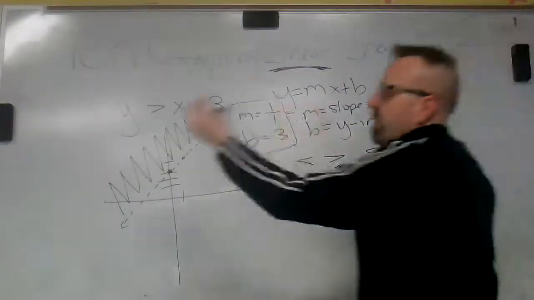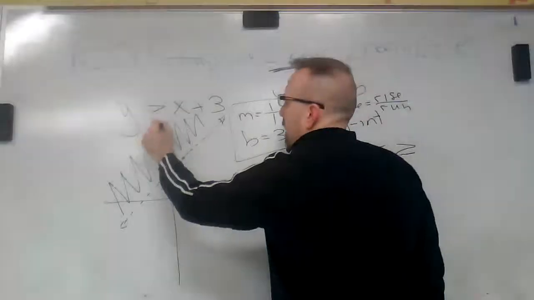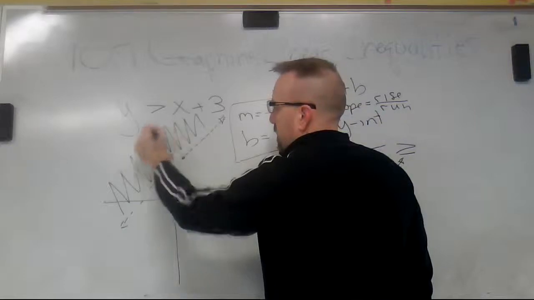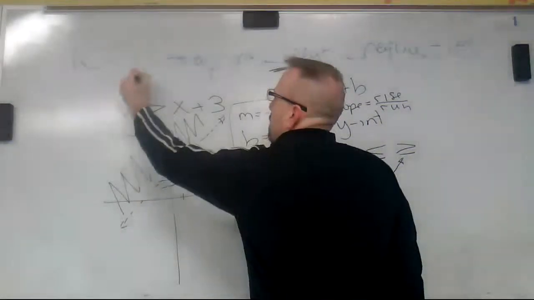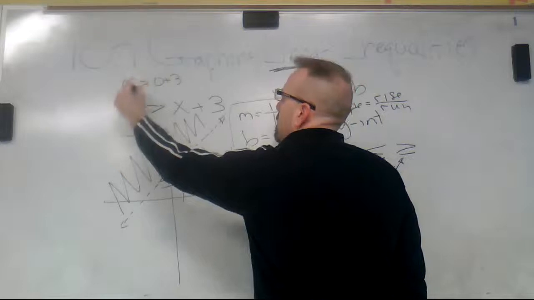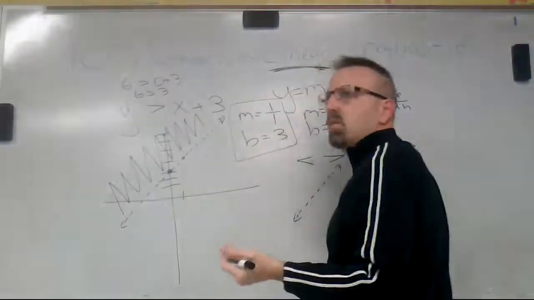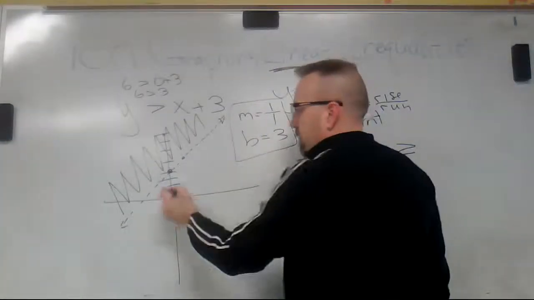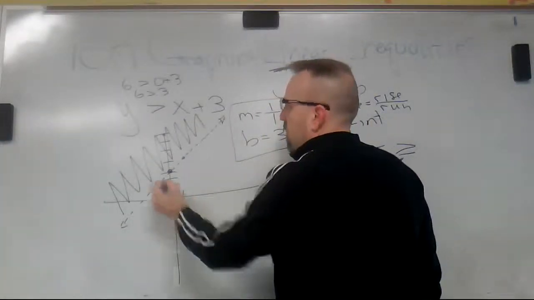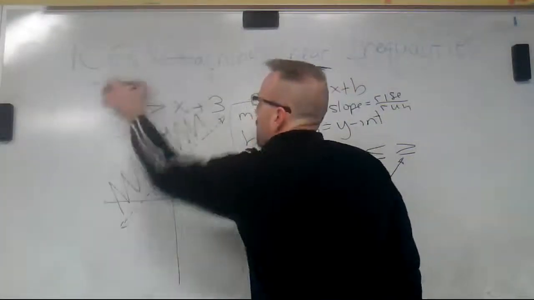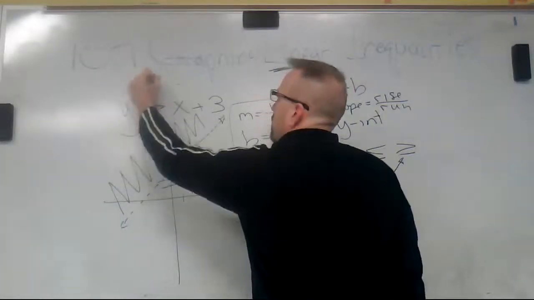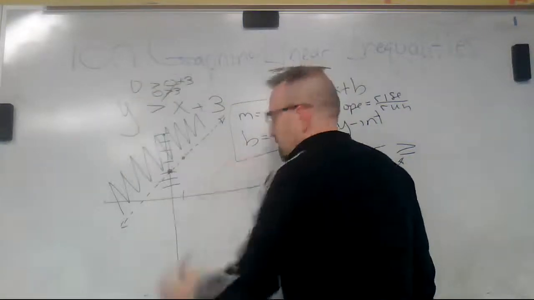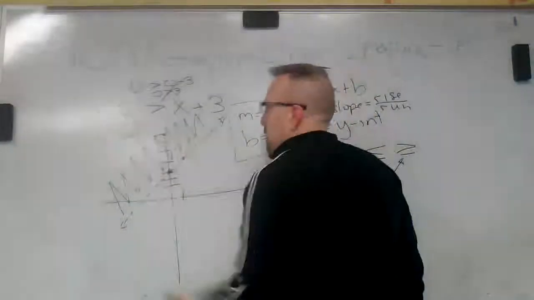Because what this says is it could be anything out here. Anything out here would make a true statement. So if we put in, let's say that's (6, 0), 6 is greater than 0 plus 3. 6 is greater than 3. Is that a true statement? So anything we choose out here, if we put in those x and y, it would make it true. Whereas if we put in this one, (0, 0), 0 is greater than 0 plus 3. 0 is greater than 3. That is false. So down here, nothing would work. But everything up here would work.